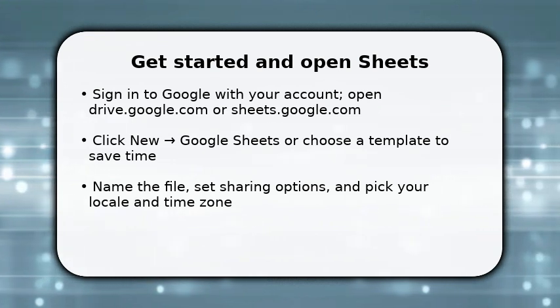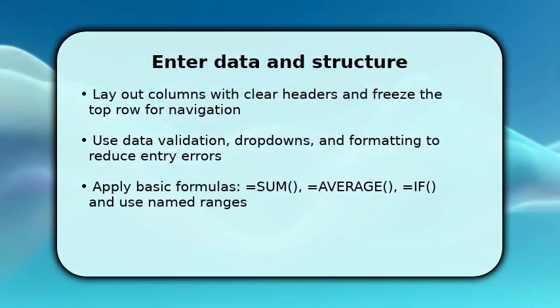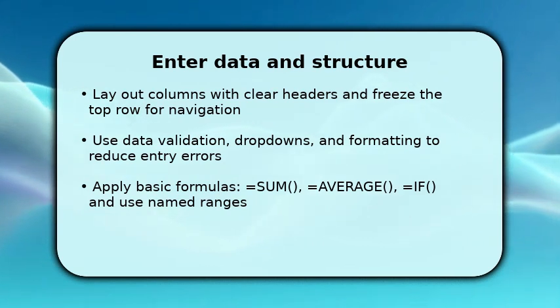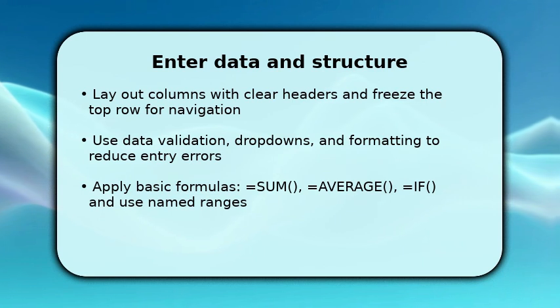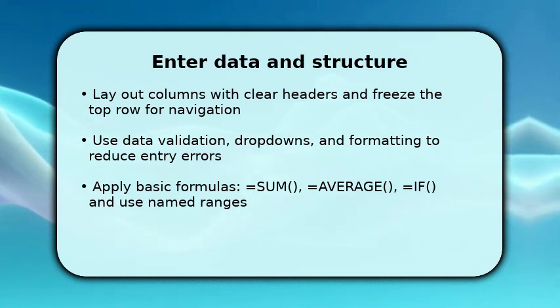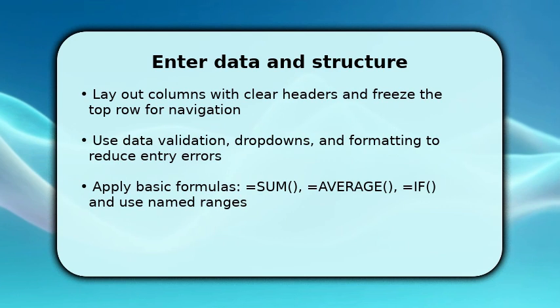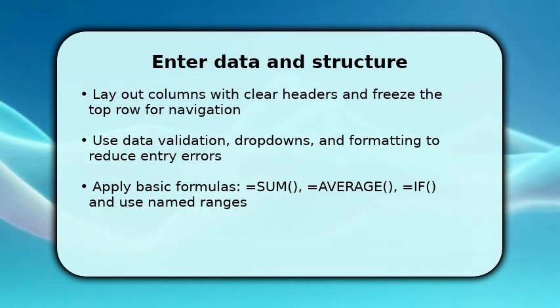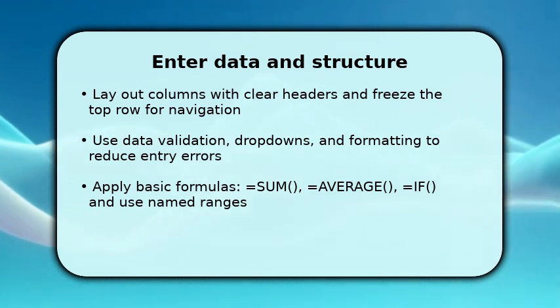Start by creating column headers and freezing the top row so headers stay visible as you scroll. Organize data consistently, use one type per column, and apply data validation to enforce options with dropdowns. Format numbers, dates, and currency to match your locale so calculations behave predictably.